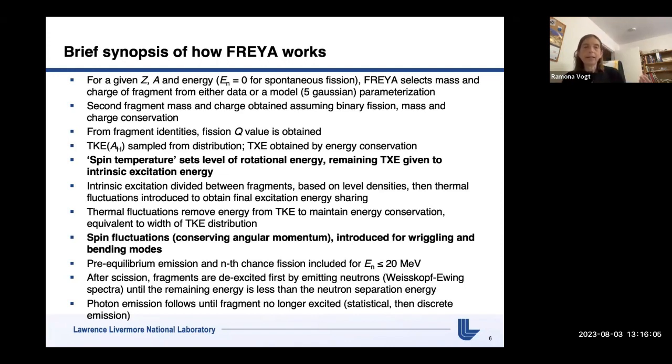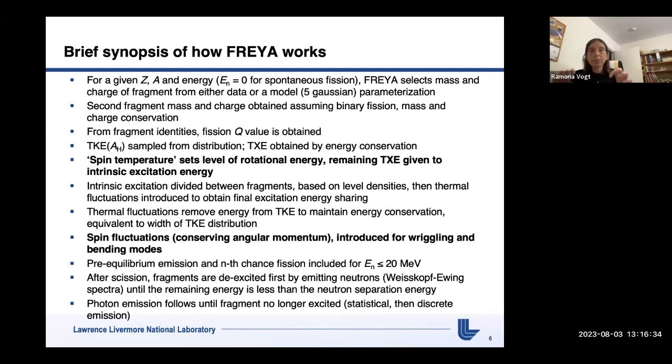And then that Q value is split between the total kinetic energy of the two fragments and the total excitation energy. And we take the total kinetic energy from data and sample from that distribution based on the mass of the heavy fragment, for example. And then what's left over is the total excitation energy.